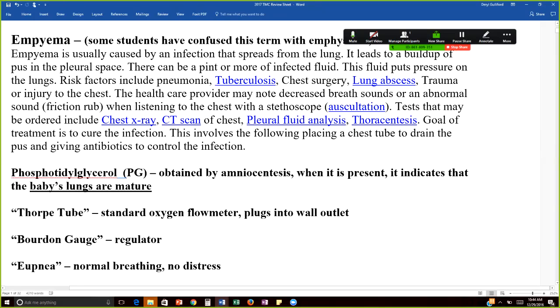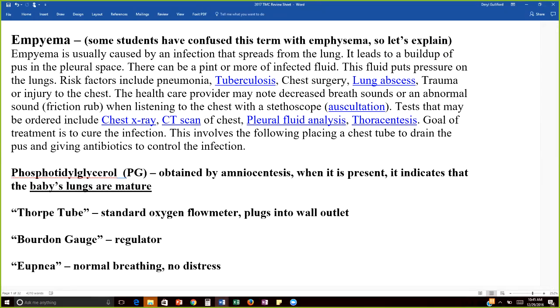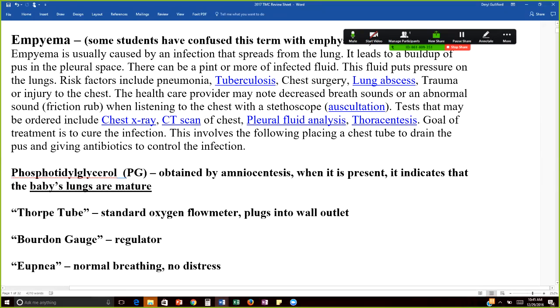All right. Here's a term that I did not know myself until a student asked about it last week. It's phosphatidylglycerol. Phosphatidylglycerol, PG for short, is obtained by amniocentesis, and when it's there in the amniotic fluid, it indicates the baby's lungs are mature. It's not a particular level of it. It doesn't have to be a certain number of milligrams or whatever. It is simply the presence of phosphatidylglycerol, PG, means the baby's lungs are mature.